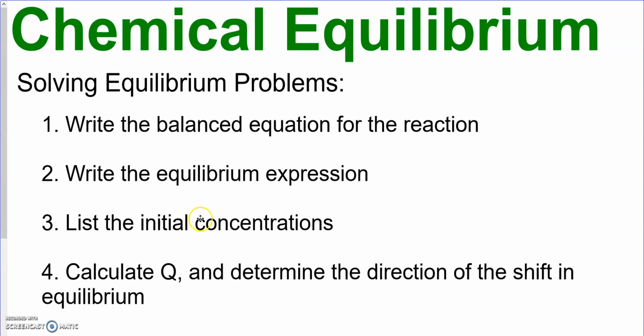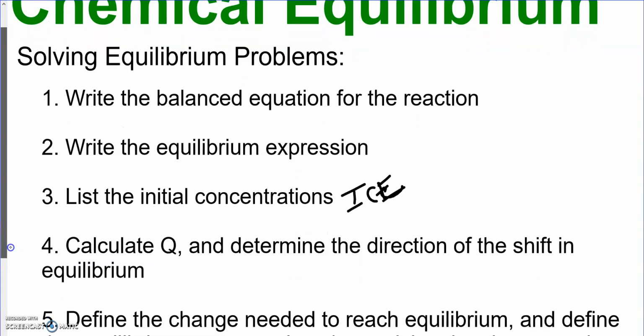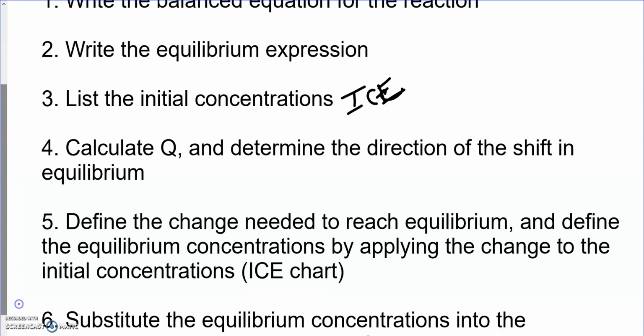I would then list the concentrations. This would be done, personally in my opinion, while I'm doing the ICE table. I would list my initial concentrations in there. Now, if one of our concentrations is 0, we know it has to shift that direction, because 0 cannot exist in an equilibrium problem. So if we have a 0, we know it's shifting that direction.